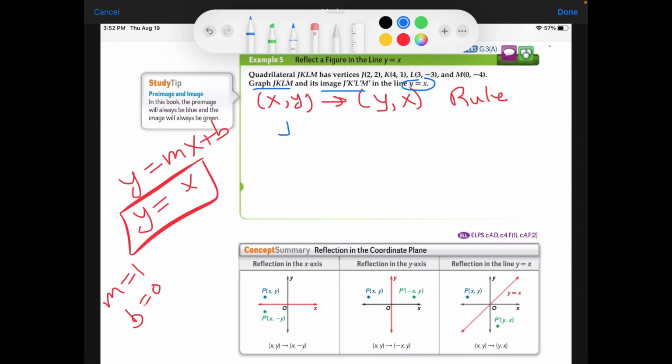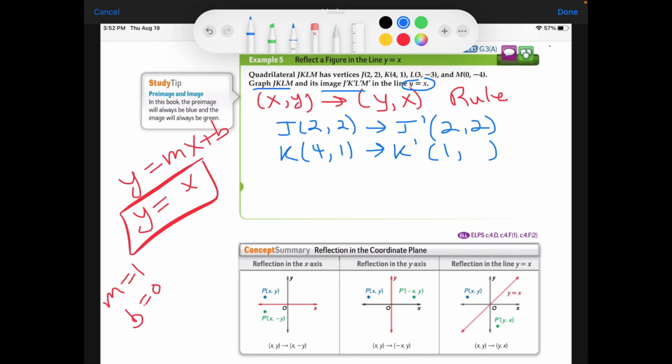Our first point is J, which is at 2, 2. To show the transformation, we get to J prime, and in this case it looks like nothing happened because both of the x and y values were 2. So it looks the same. Let's do K. K is 4, 1. So this one is going to become K prime. And for sure here we can flip them. Your y value will become your x value, and your x value will become your new y value.